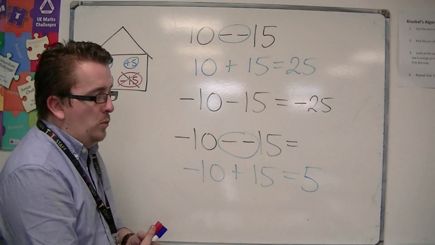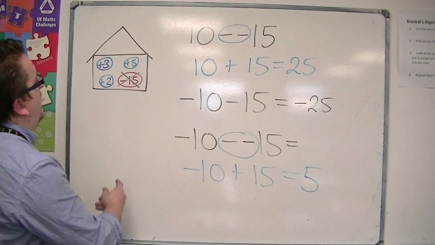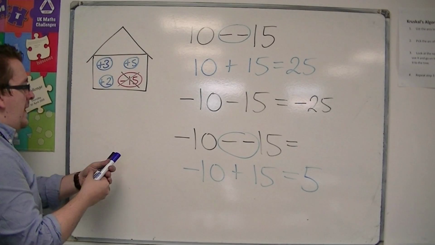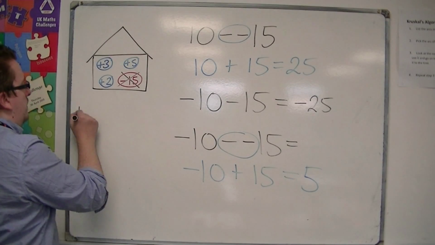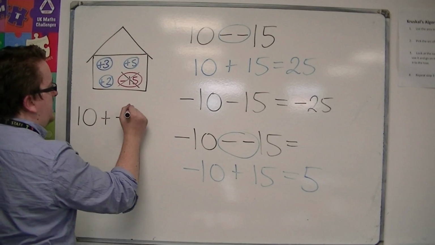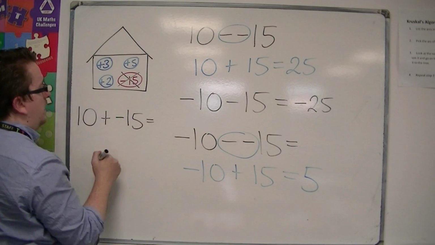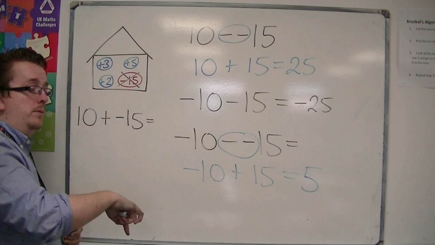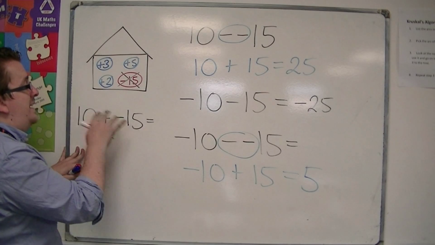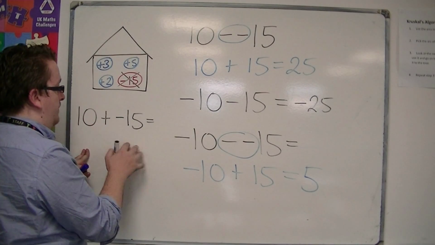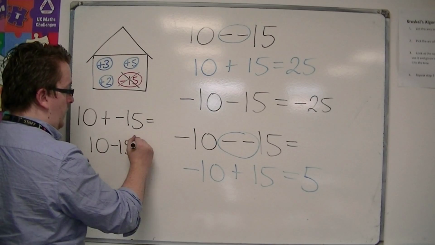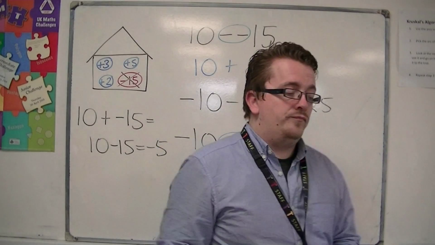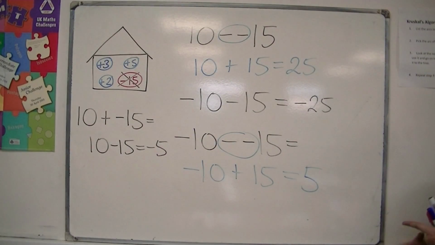Okay? So what I also introduced there was that if you added a negative in, so if we had 10, and we add back in a negative number, then this is the same as the overall happiness of the house going down. So 10 plus minus 15 is the same as 10 take away 15, which would get me back down to minus 5. So this is how we add or subtract with negative numbers.